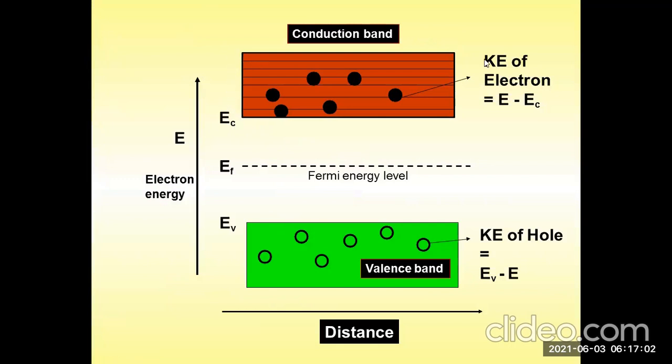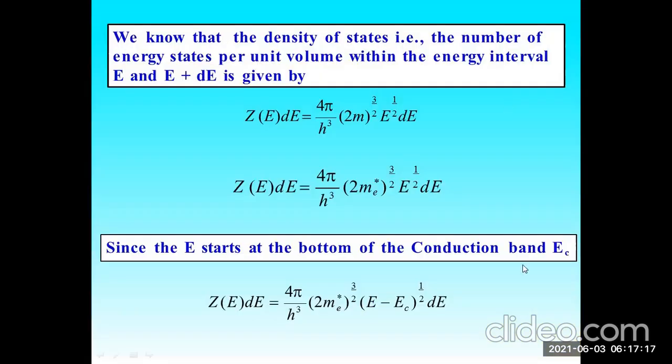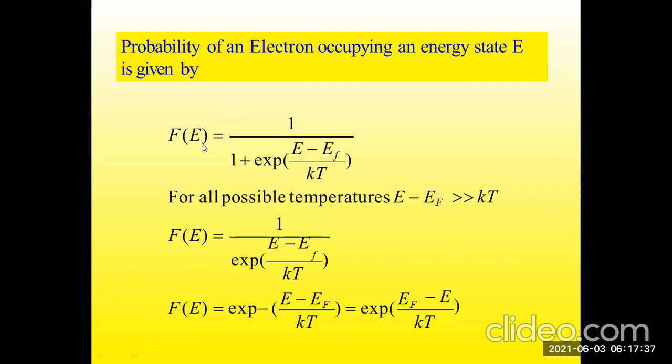So what I can do is see the kinetic energy of the electron as it moves from one end to the other end inside the conduction band. The kinetic energy of the electron is given by E minus EC, right? That is the reason I have written (E minus EC) to the power of 1 by 2 into dE. Understood, everybody? So now this is the mathematical formula by which we can calculate the value of the density of energy states. Clear?